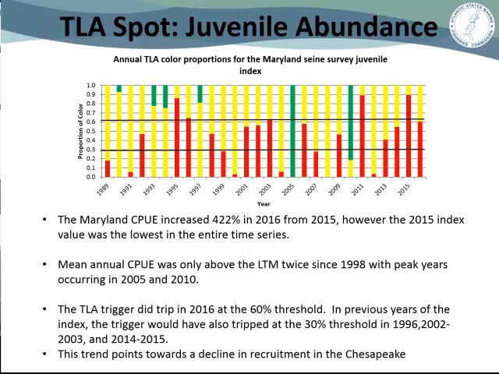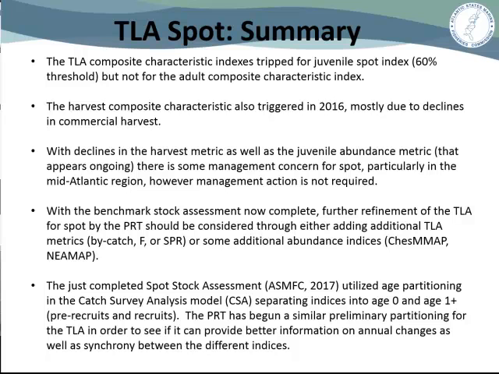So to summarize for Spot, the traffic light composite indices tripped for the juvenile Spot index, but not for the adult composite characteristic. The harvest composite characteristic also triggered in 2016, mostly due to the decline we've seen in commercial landings. And with declines in the harvest metric as well as the juvenile abundance metric, there is some concern, because even though it didn't necessarily trigger what's required under the omnibus amendment, we're still seeing a declining trend in multiple indices.